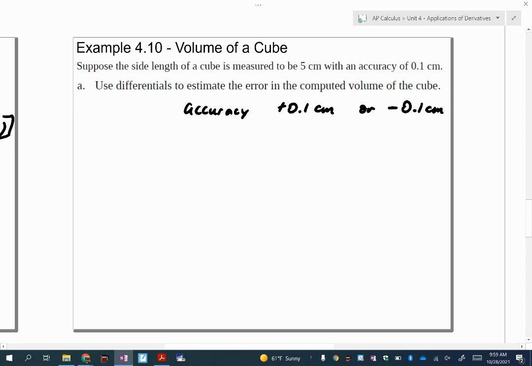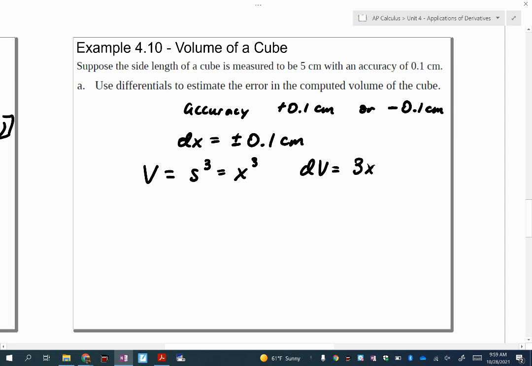Okay, so the idea here is that the change in your x, the change in your side length of your cube, could be off by as much as 0.1 centimeters in a positive direction or 0.1 centimeters in a negative direction. So dx is either a positive 0.1 or a negative 0.1. Now the volume for a cube is side cubed. In this case, we're going to use x cubed. So the derivative of this is going to be 3x squared.